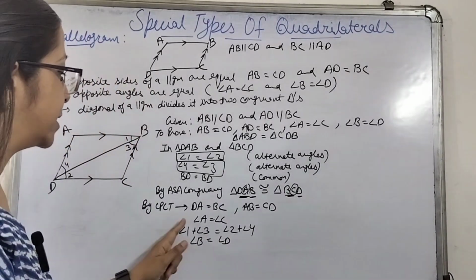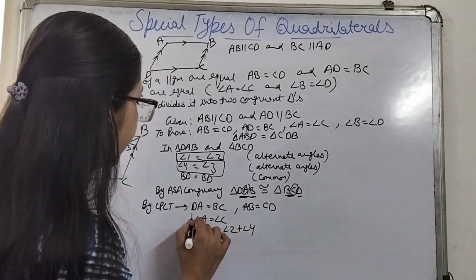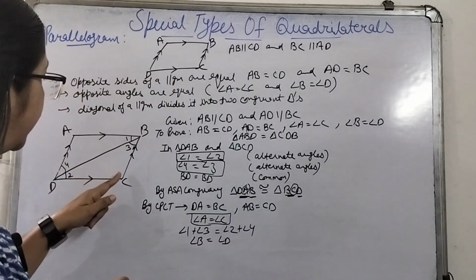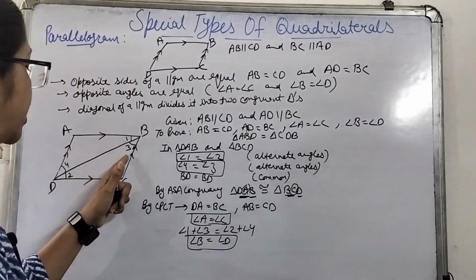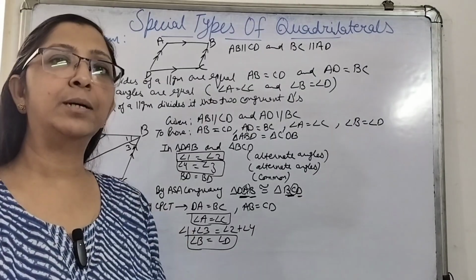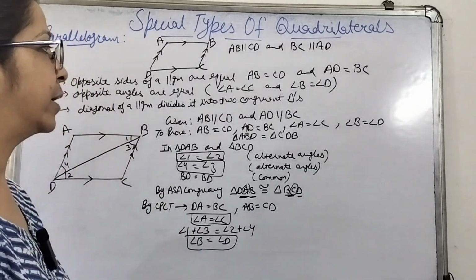So from here we can say that the opposite angles are equal. Here angle A is equivalent to angle C, that are the opposite angles, and angle B is equivalent to angle D, these are even the opposite angles. So this is how we can prove that the opposite angles of a parallelogram are equal.